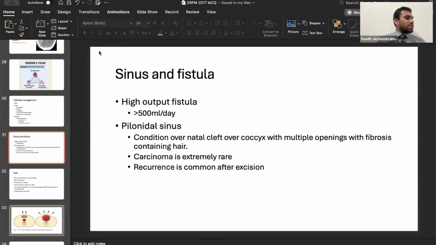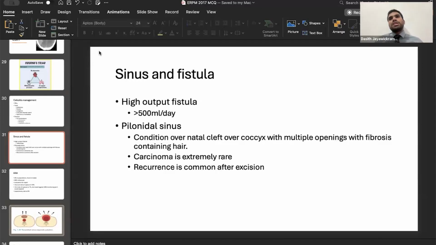Okay, now let's look at the MCQ. Is it pre-malignant? No, it is not pre-malignant. Carcinoma in this region is extremely rare. An example of a congenital fistula is a thyroglossal fistula. Now, thyroglossal sinus is a congenital sinus. That is true. But what is a thyroglossal fistula?